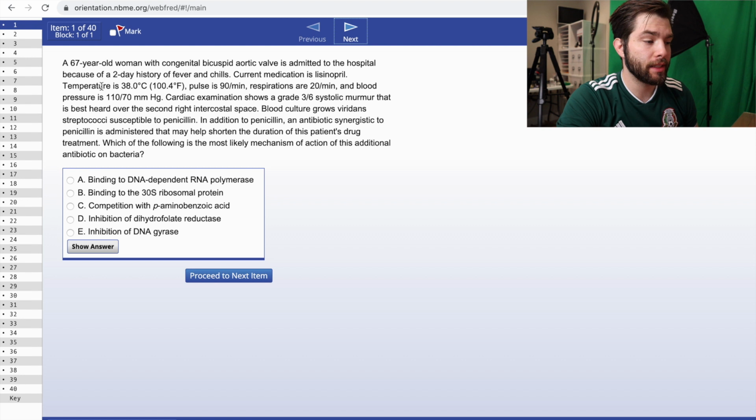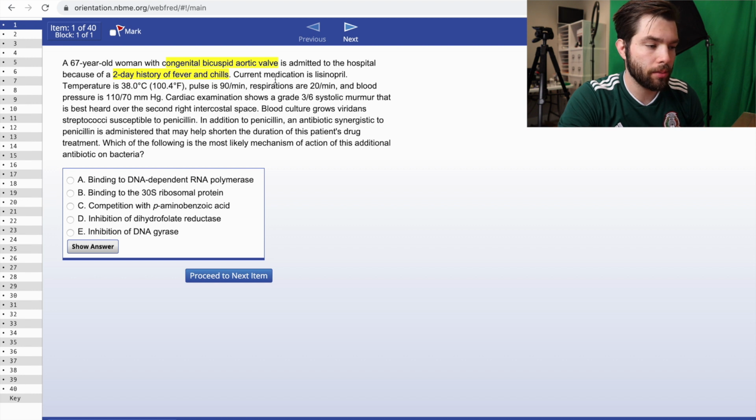So we have a 67-year-old woman with congenital bicuspid aortic valve. All right, so what I typically do is I highlight some of these abnormalities. Bicuspid aortic valve, that is starting to make me think, okay, could this be an aortic stenosis type picture? With the defective valve, is she coming in for infective carditis? So these are the things that I'm thinking as I'm reading. She's admitted to the hospital, okay. And then because of a 2-day history of fever and chills, all right, now I'm definitely starting to think that this is an infective carditis picture.